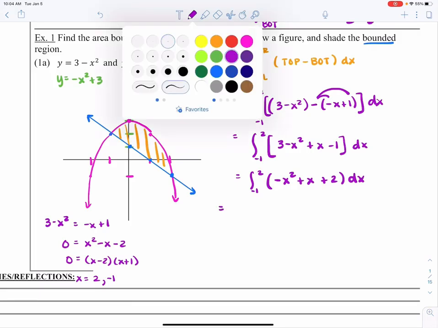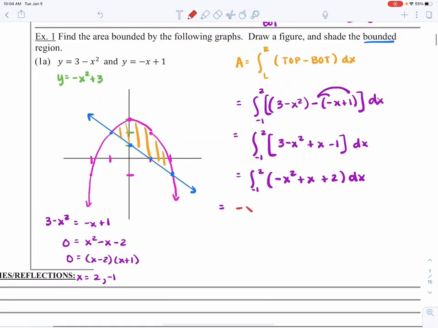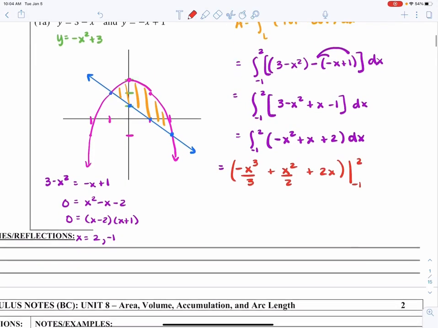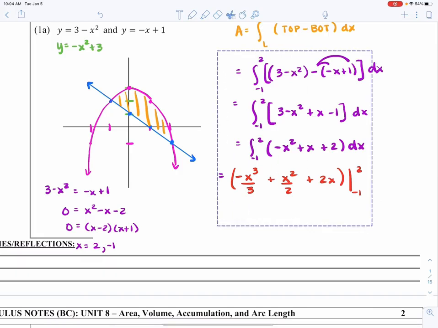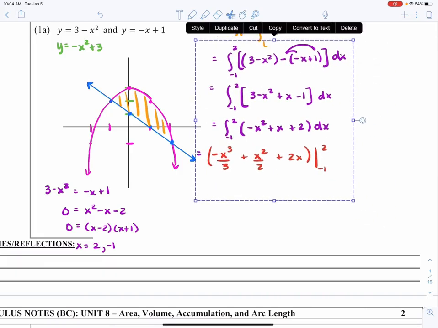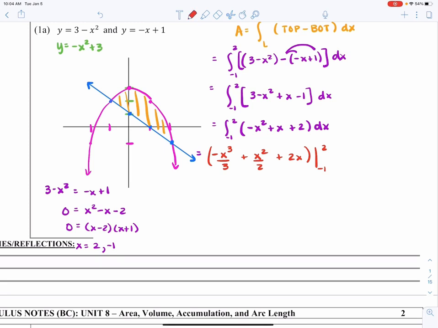Using my integral rules, I've got negative x to the third power over 3, x squared over 2, and 2x, and we're going to be evaluating the entire thing from negative 1 to 2. Be careful with your parentheses when you approach this because that's going to become pretty important. So let's start our substitution.